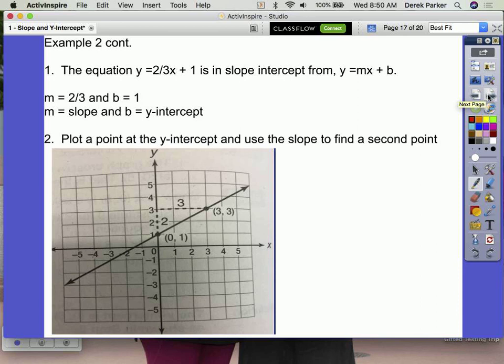The equation y equals 2/3 x plus 1 is in slope-intercept form. Slope is the 2/3, and the y-intercept is 1. Look at the graph, look at the equation. It does match up, it does work.